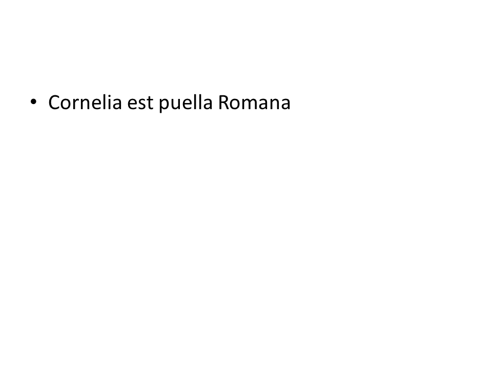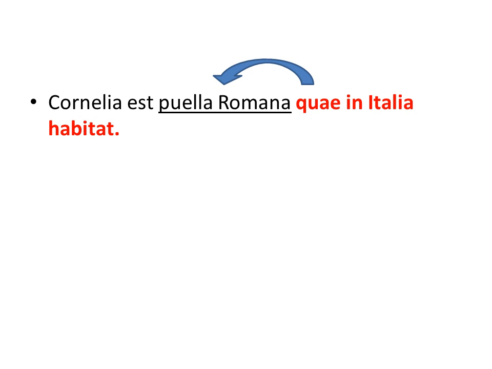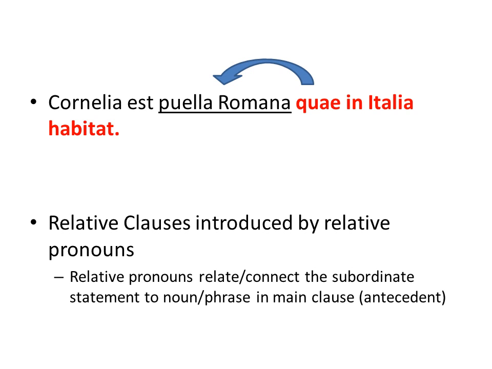Here's our main clause. Cornelia is a Roman girl. Cornelia est puella Romana. Our subordinate clause, quae in Italia habitat, is actually going to be a relative clause, because that relative clause, quae in Italia habitat, further describes the noun-adjective pair puella Romana. Cornelia is a Roman girl who lives in Italy. Who lives in Italy? The Roman girl.